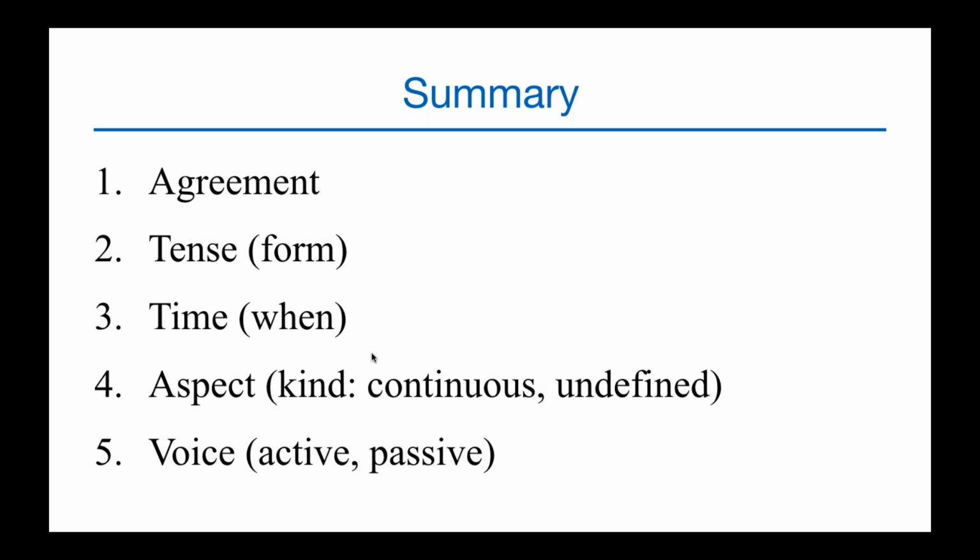All right. So, in summary, you're going to have agreement in number. You're going to have agreement in person. Tense is referring to form. Time is referring to when. Aspect, the primary one that we're discussing, is the kind of action. Is it something that happens continuously, or is it something that you can't really tell?